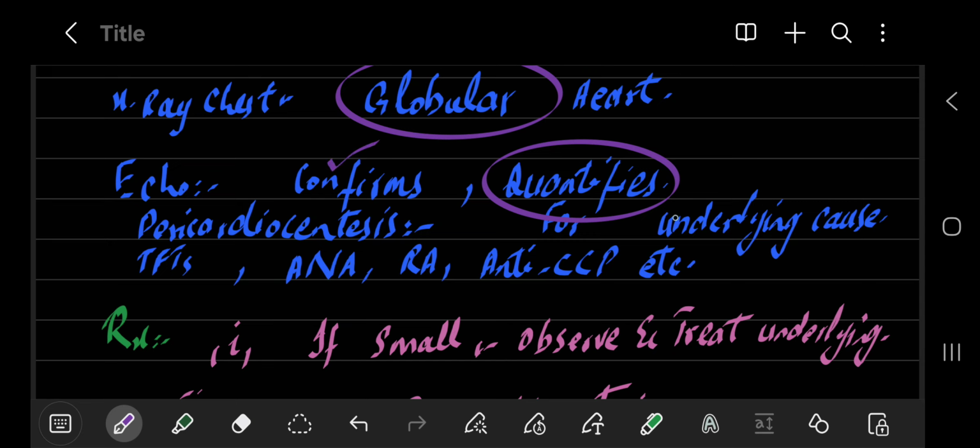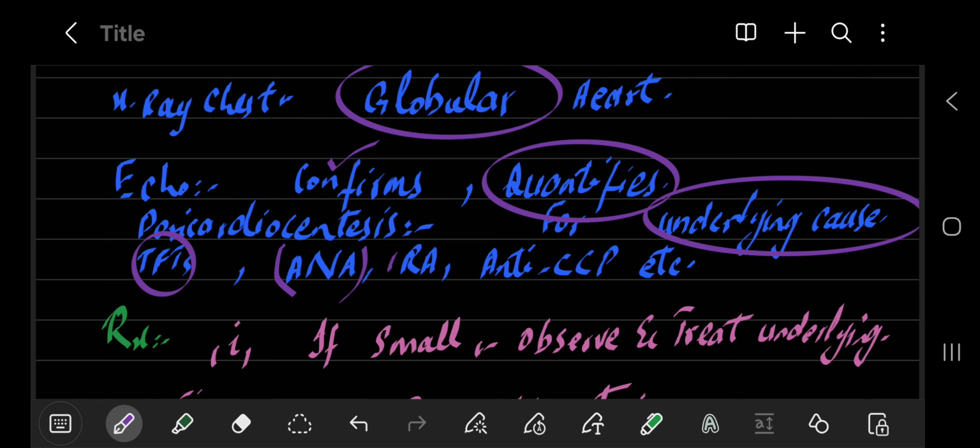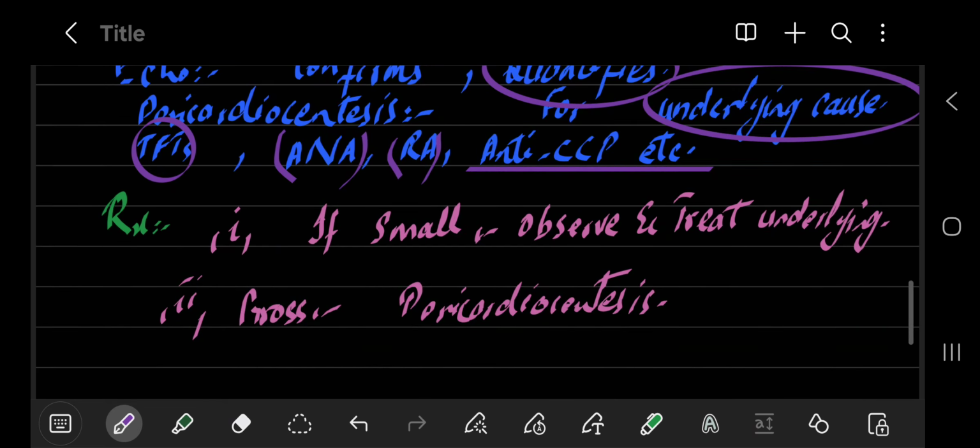Pericardiocentesis is done for diagnosing the underlying cause or for detecting the underlying abnormality that is causing pericardial effusion. TFTs should be done because hypothyroidism is also a cause of this pericardial effusion, and if you suspect autoimmune disorders, then ANA, rheumatoid factor, and anti-CCP etc. can be done accordingly. Treatment: if the effusion is small, observe and treat the underlying cause.